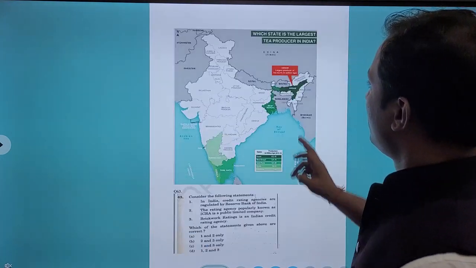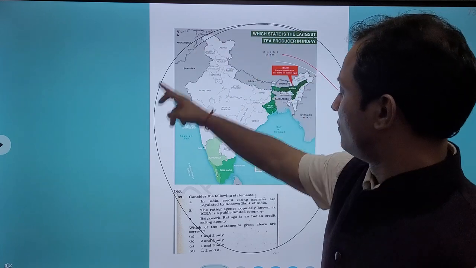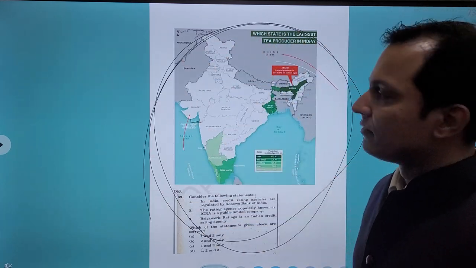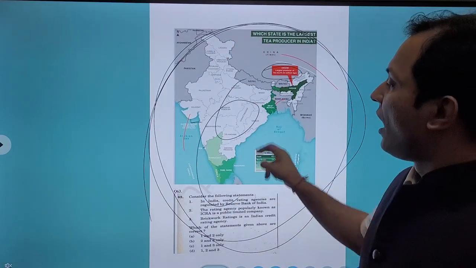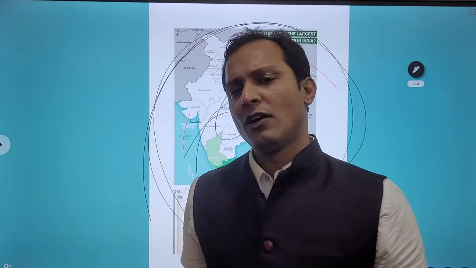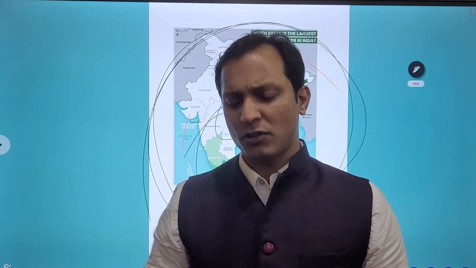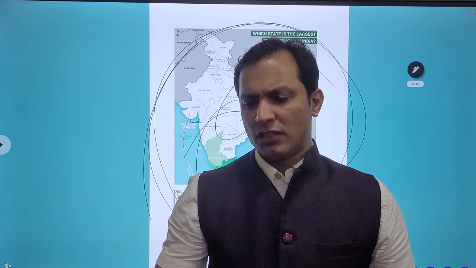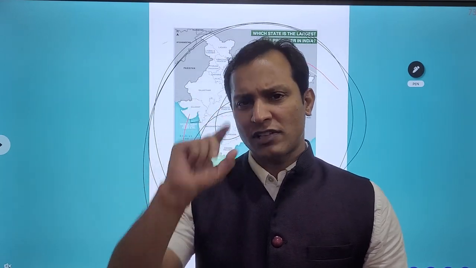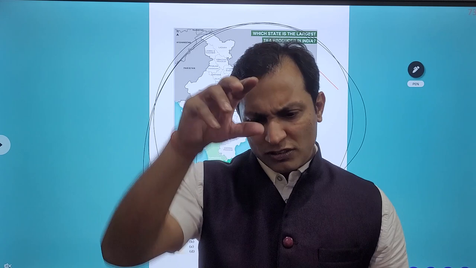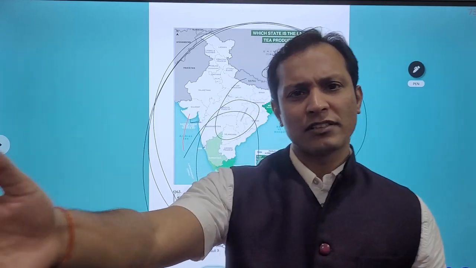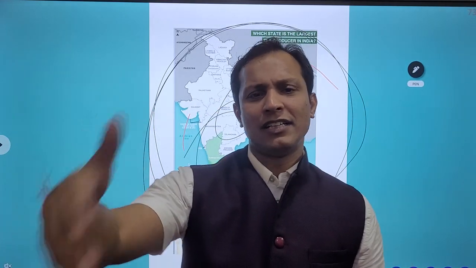I had given this in the DPN also, exactly. You see, tea producing areas. Why did I ask about tea producing areas? Because this was important this year. Because of climate change, tea production was declining. You can go and cross check in The Hindu, in the Business Line, in the Financial Express.